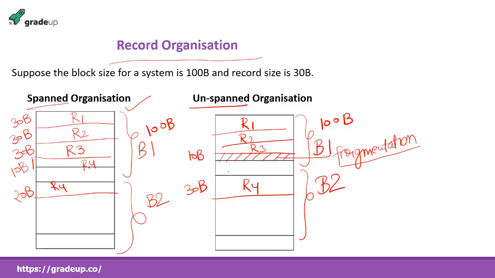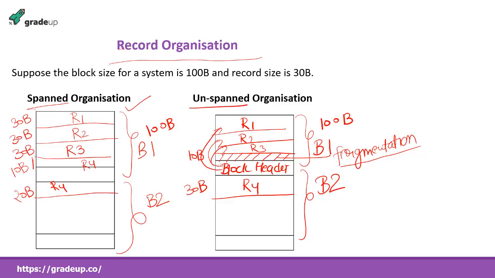Guys, in each and every block, we are going to have one more thing, the block header. Each block of memory is going to maintain a block header, and this block header will store the pointers for records which are stored in that particular block, so that at the time of accessing, it becomes very easy to access those blocks. Each and every block is going to have a block header.